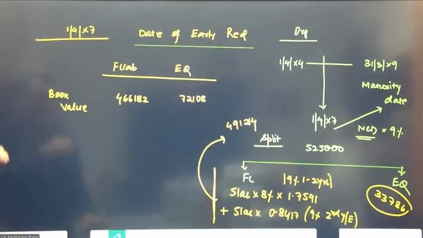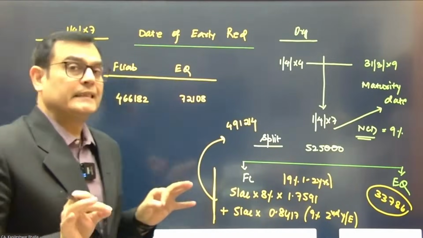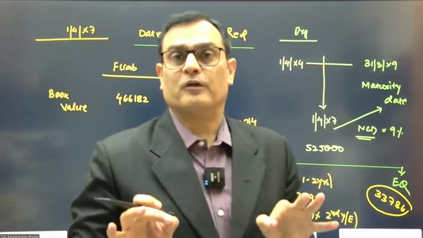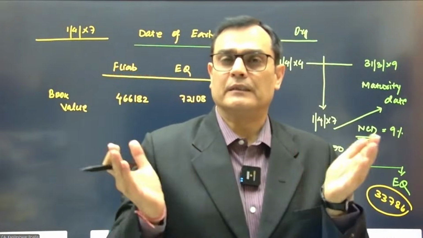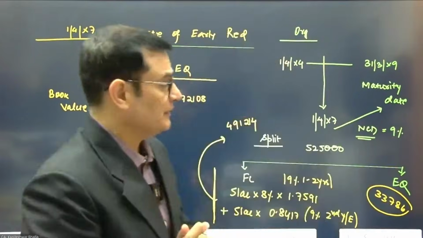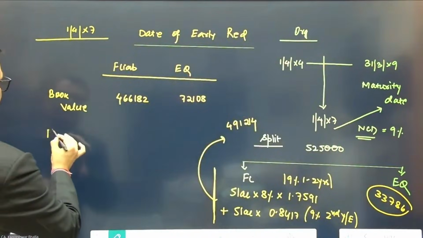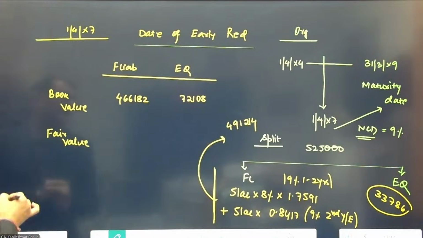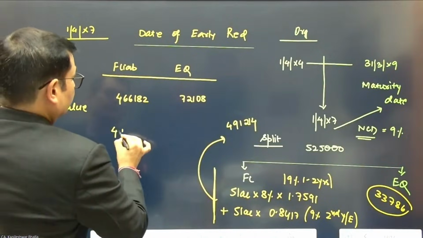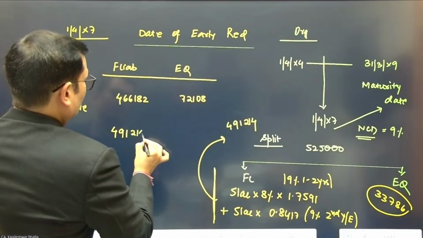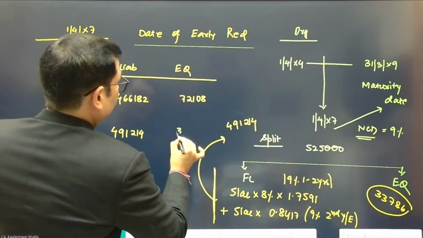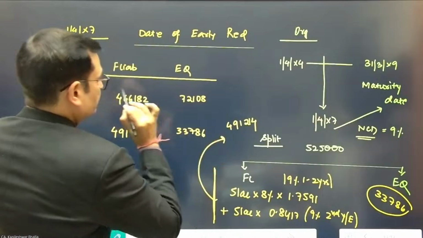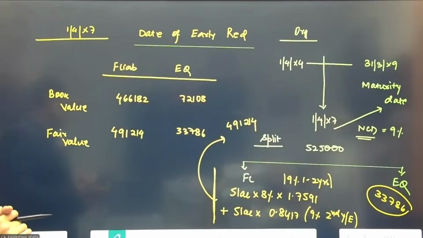Wow. So what we have done basically now, we've done the split accounting, segregating the offer price, the fair value in terms of FL and equity. Now you can compare the split proceeds. We are given the fair value, which is split in two elements. This is 491,214, and this is 33,786. Now it's all about making a comparison between the two.